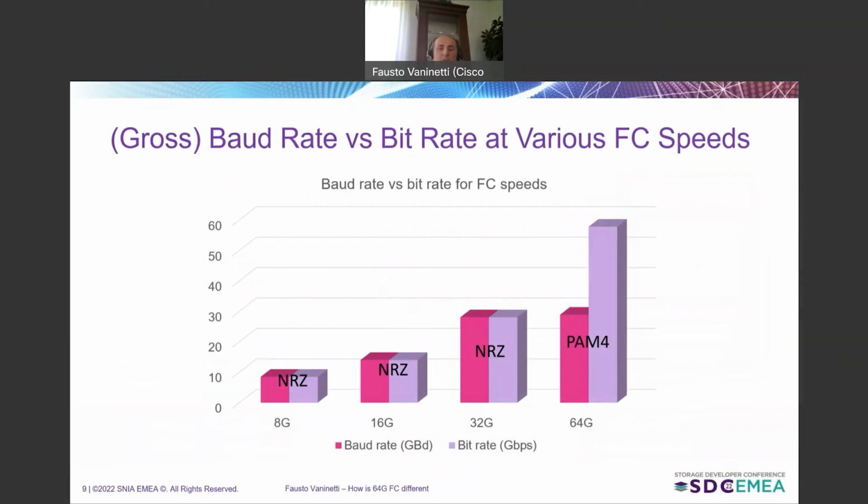I think a visual will make it much more clear for you. Here you see 8 gig, 16 gig, and 32 gig fiber channel using NRZ modulation schema. And in this case, the bit rate and the baud rate are identical. But when we move to 64 gig fiber channel, the baud rate is half the bit rate. So the baud rate is more or less the same as 32 gig fiber channel. But now every symbol equals 2 bits. So the bit rate is double than before.